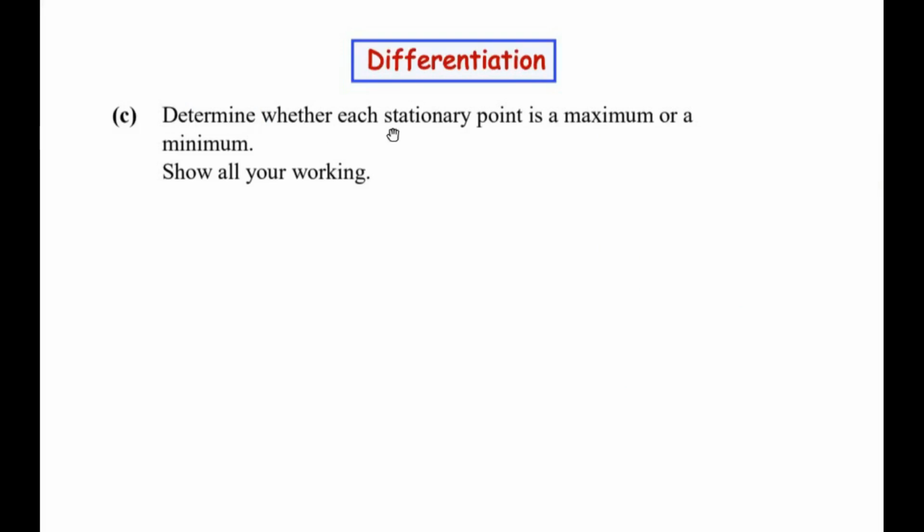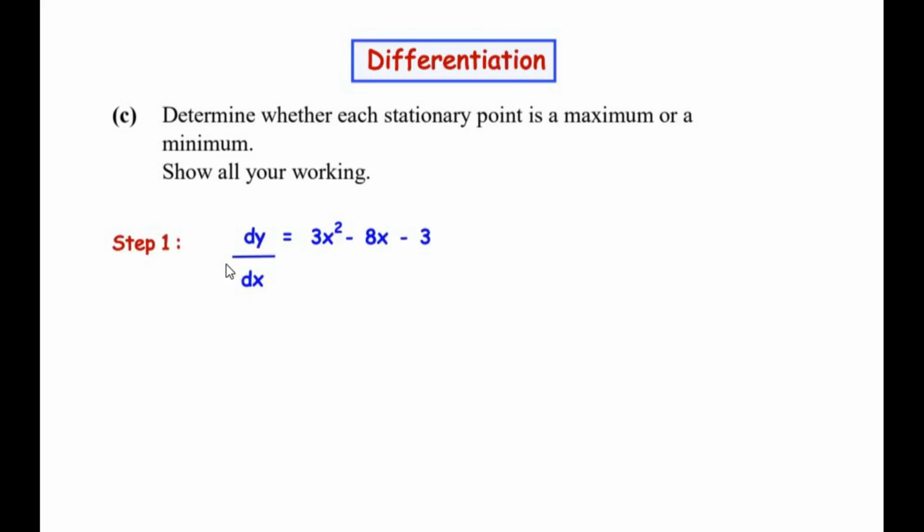Determine whether each stationary point is a maximum or a minimum. Show all your working. Now let us break down this question into 4 steps. Step number 1 is taking the first derivative of the curve, and we had already got it in part A of this question. So let me rewrite the dy by dx here.